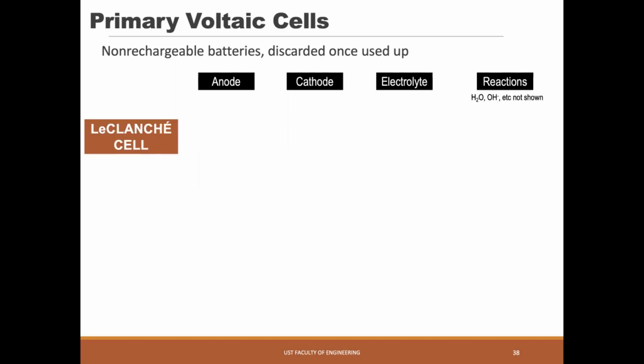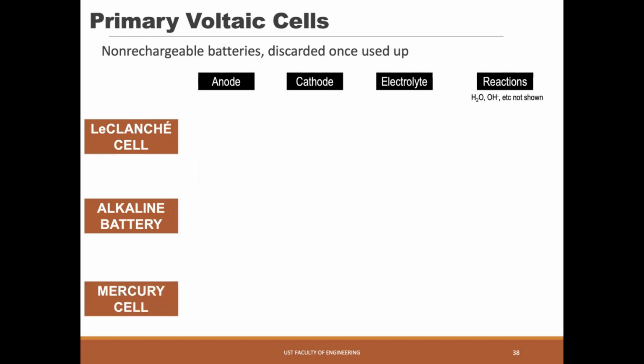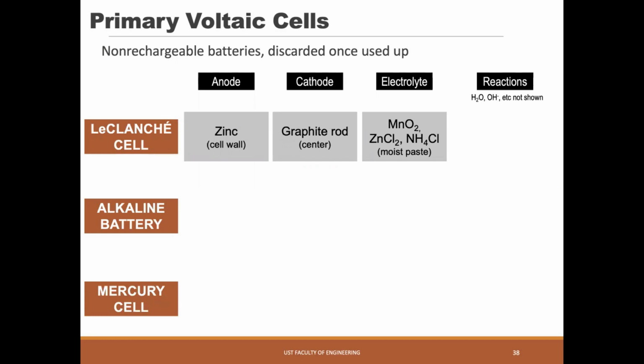So some examples of a primary voltaic cell would be a Leclanché cell, hard to pronounce, an alkaline battery, and a mercury cell. So a Leclanché cell uses zinc and graphite as its anode and cathode, partnered with a manganese dioxide electrolyte. So our reactions just show the oxidation process and the reduction process in the half reactions, although we can see that there might be an imbalance of charges or substances because we did not show water or hydroxide ions for simplicity in this presentation.